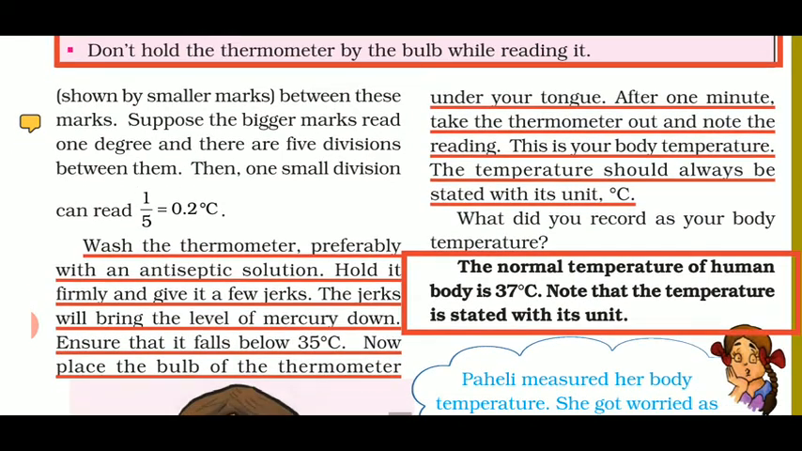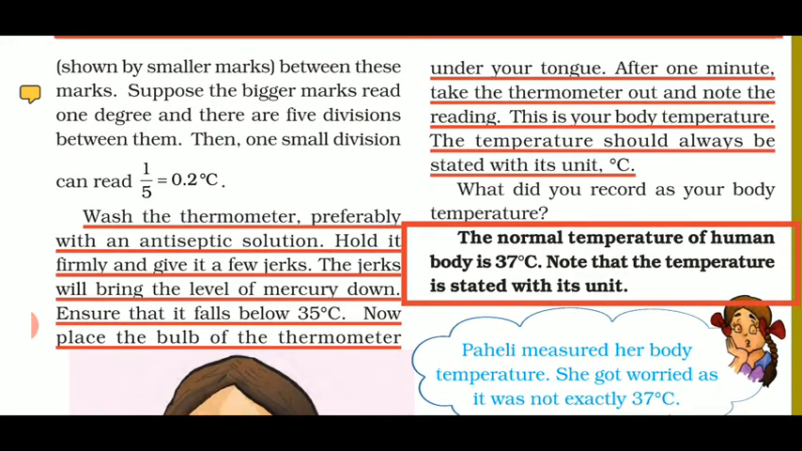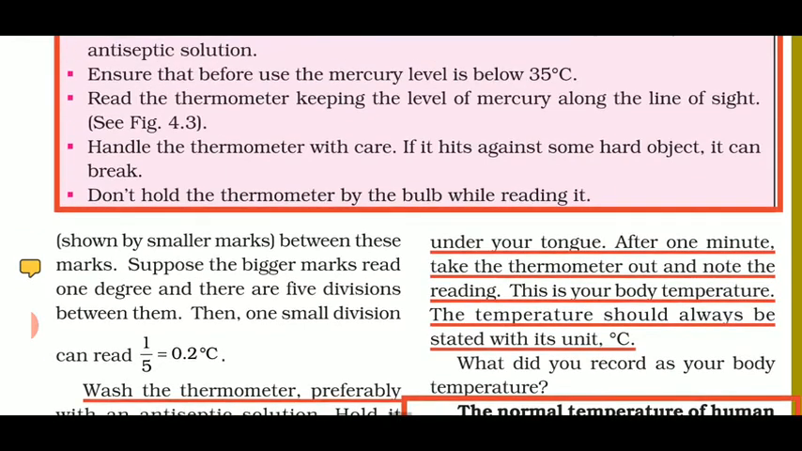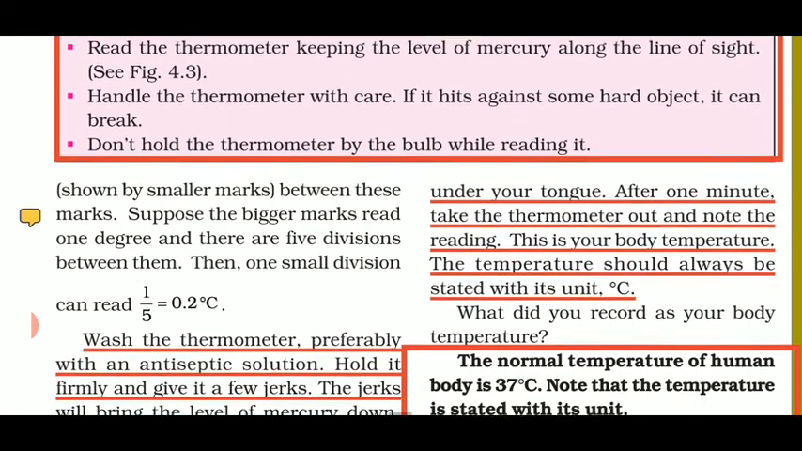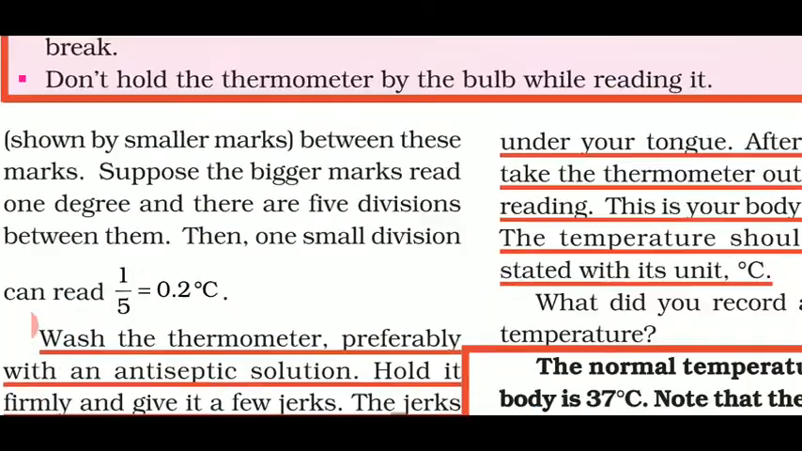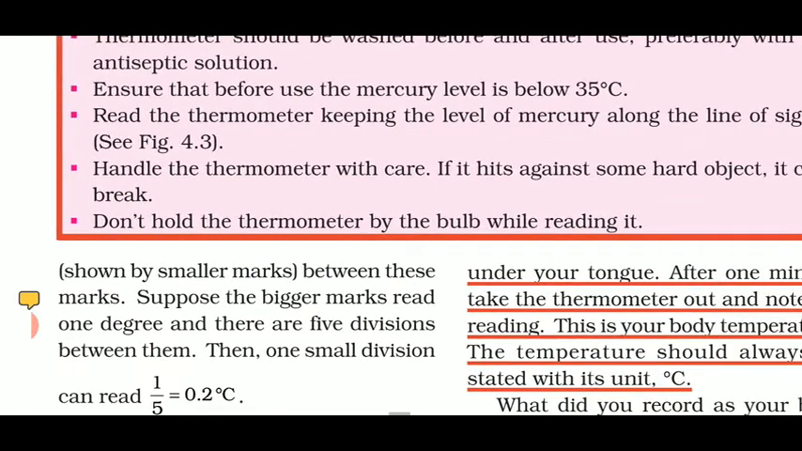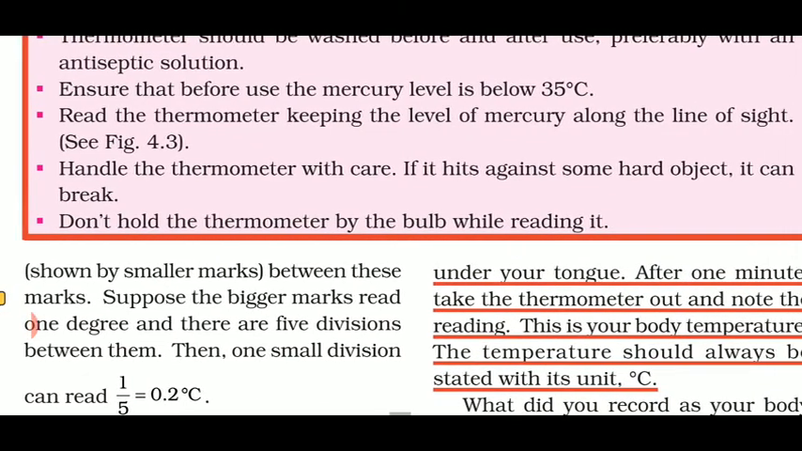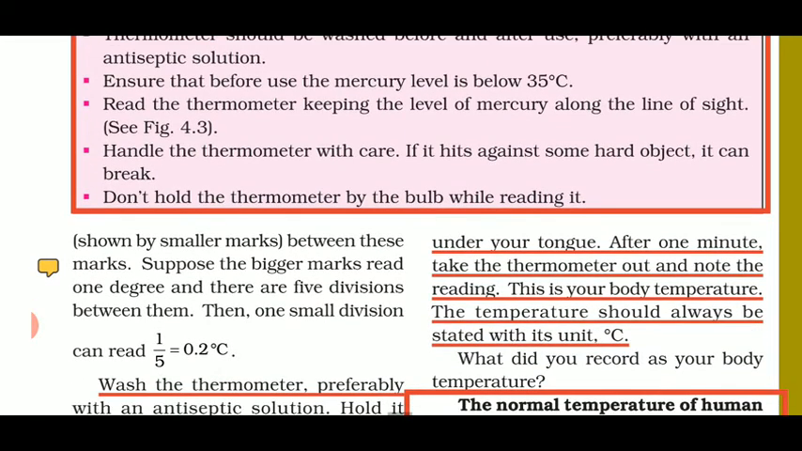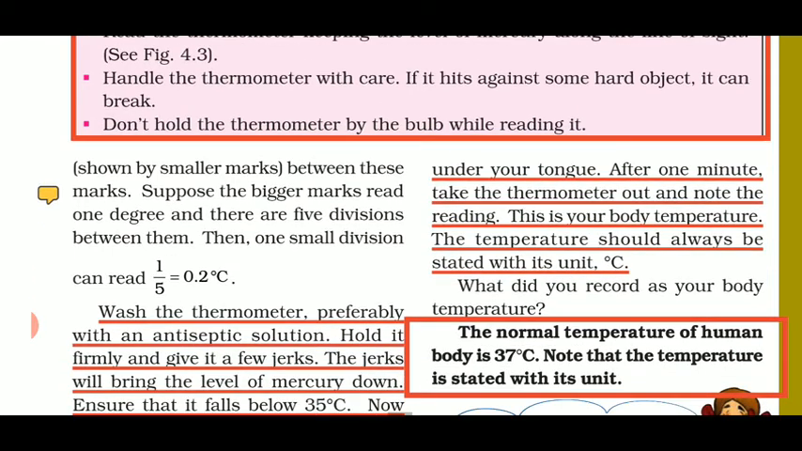You must have noticed doctors giving a jerk before placing the thermometer bulb into your mouth. Now, why do they do so? They do so because the jerk brings the level of mercury down and it falls below 35 degrees Celsius. And you should read the thermometer keeping the level of mercury along the line of sight. The next important point to remember is that you should handle the thermometer with care. If it hits some hard object, it can break. And don't hold the thermometer by the bulb while reading it.